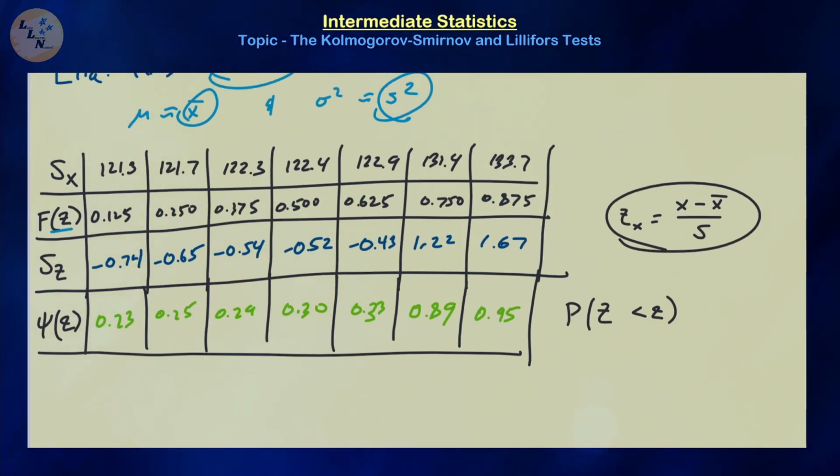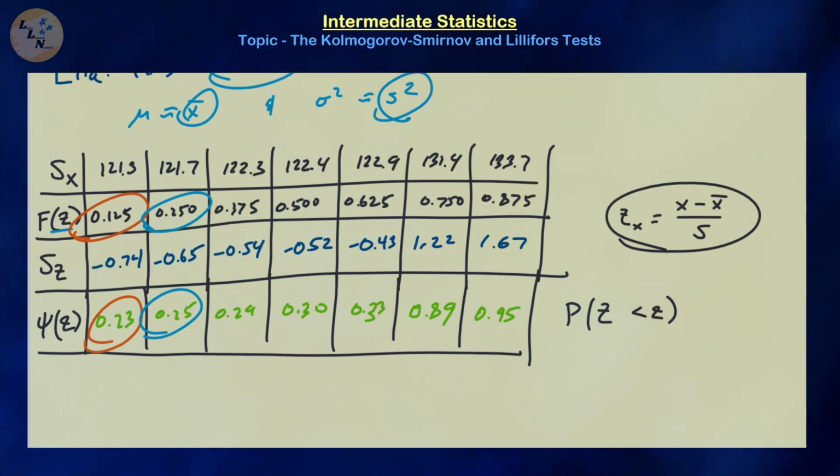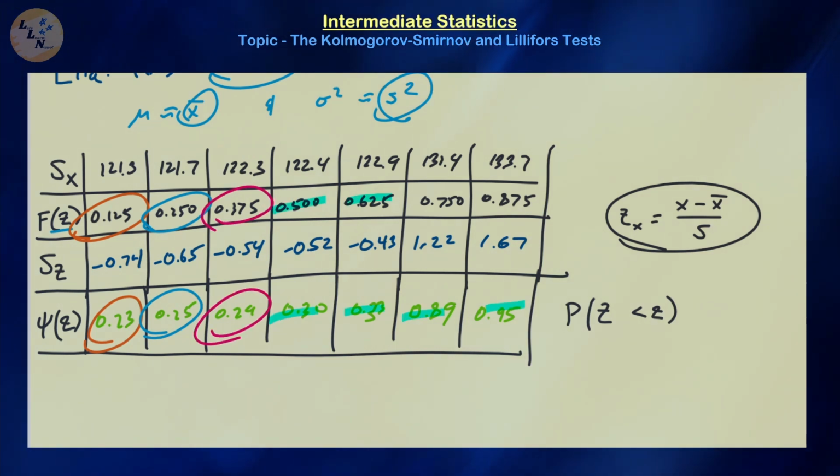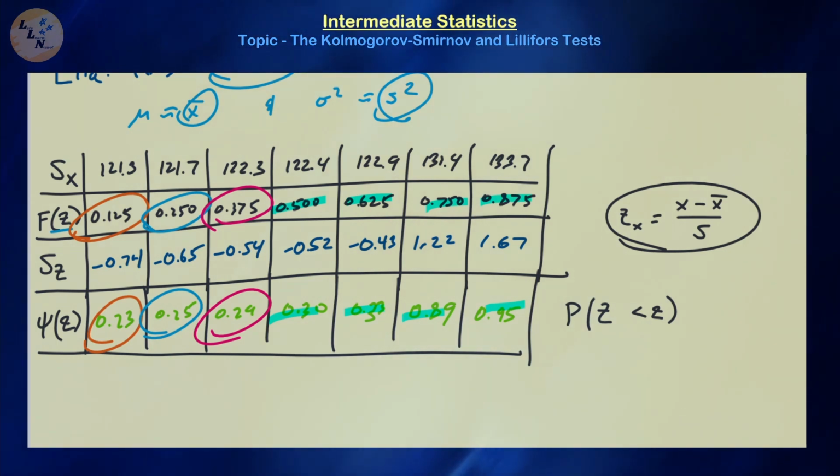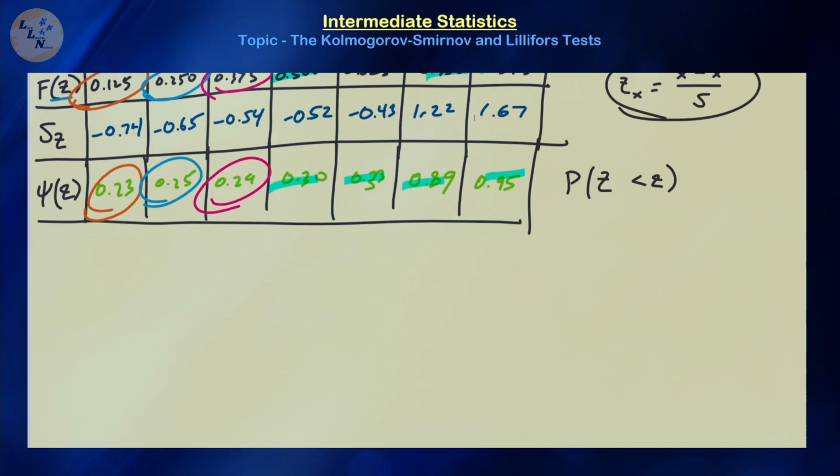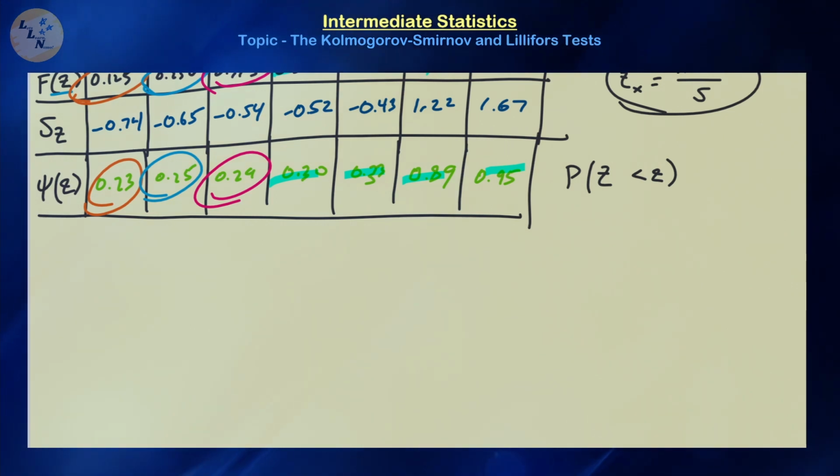Now, what are our questions for the Lilliefors test? This is going to be similar to the Kolmogorov-Smirnov case. Is there a significant difference between these percentile values here? Is there a significant difference between them? Because if they are truly coming from the exact same distribution, then those CDF values should be equal to each other.